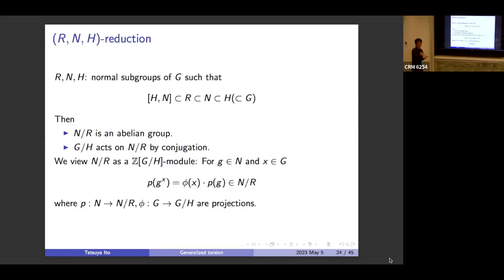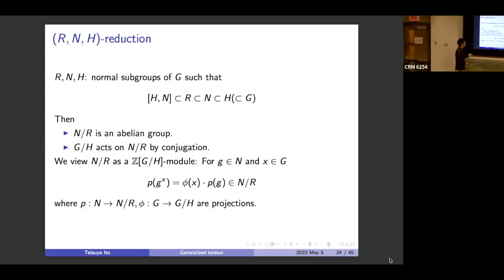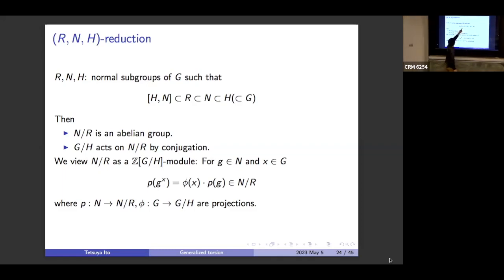So let us formulate this reduction procedure in a slightly abstract way. Let us take R and H as normal subgroups of G so that this condition is satisfied. What happens then? Since R contains this subgroup, N over R is an abelian group.